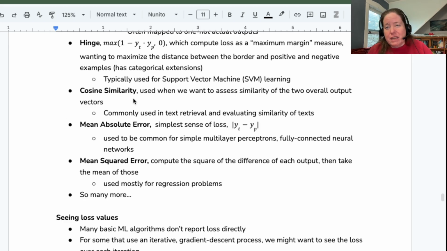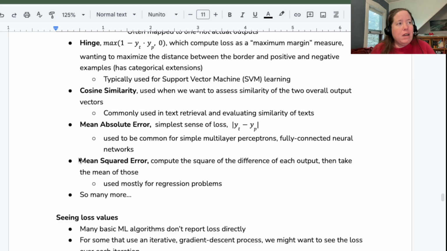Cosine similarity is another one. I don't have the formula right here, but it's used when we want to assess the similarity of two overall output vectors. When you have an output vector, you can think about it as a vector in multidimensional space. So we have two vectors that are pointing in different directions. The cosine similarity essentially looks at the angle between them. It goes to 1 when they're pointing in the same direction, and when they're pointing away, it goes to the other extreme. It's very commonly used with text and evaluating text similarity. So you see this a lot in natural language processing.